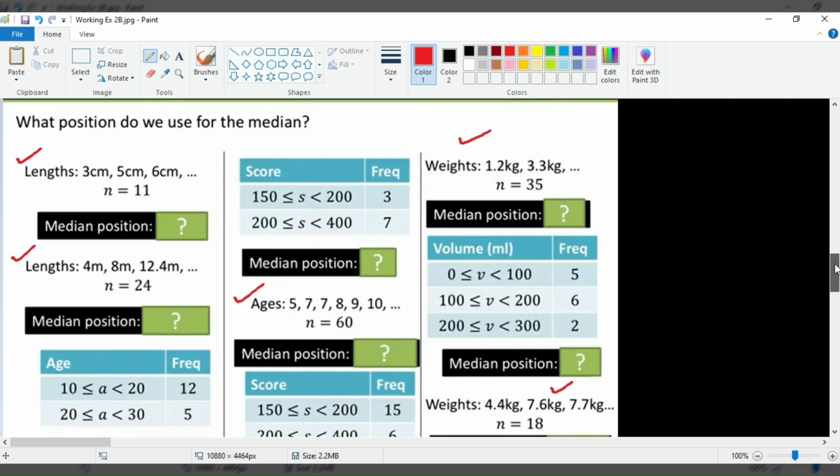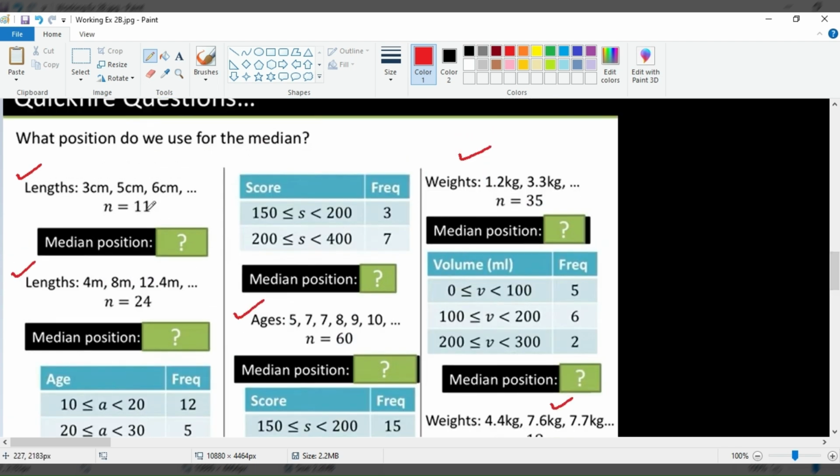So this is going to be n plus 1. That means 11 plus 1, which is 12. And 12 divided by 2 is going to be, the median position is going to be 6. Now this is 24. 24 plus 1 is a 25. 25 divided by 2 is going to give us 12.5. So 12.5 you can write straight away. Now when it comes to 35, that means 35 plus 1 is a 36. So 18 is going to be the position.